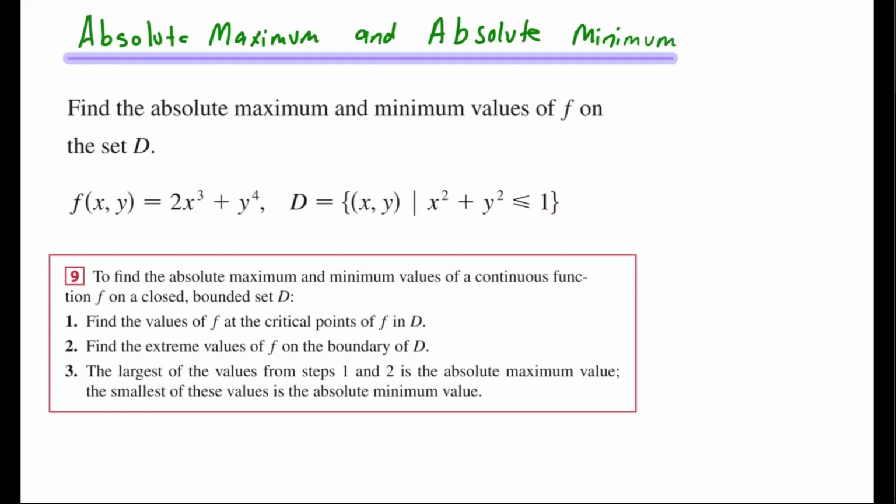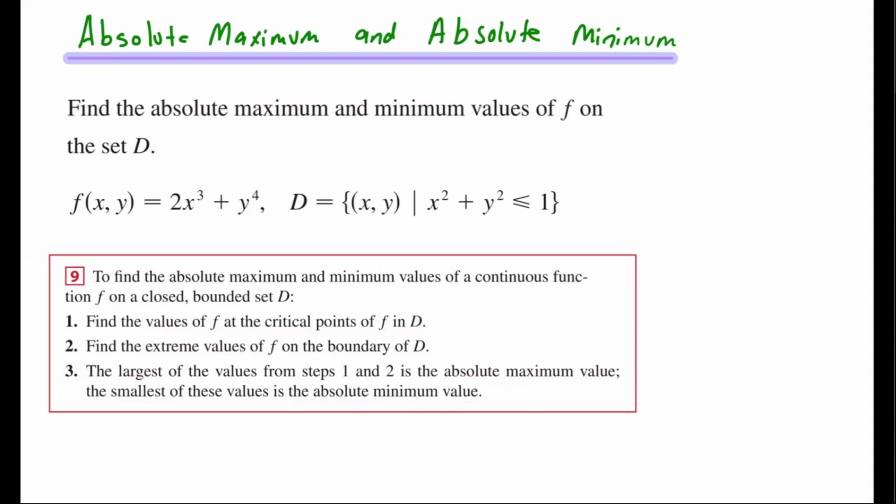To find the absolute maximum and absolute minimum values of a continuous function f on a closed bounded domain, first thing you want to do is find the critical point of that function in that domain. Second, find the extreme values of f on the boundary of the domain. And then the last step is to compare the values. So the largest value will be the absolute maximum in that domain, and the smallest will be the absolute minimum. Okay, so let's get right into it.